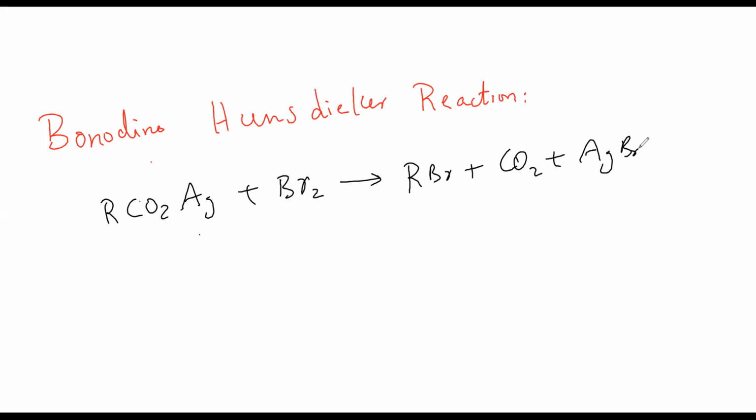So which means I'm getting an alkyl halide, because all are for preparation of alkyl halide only. Here I'm getting what? Silver bromide. This again is a silver halide. That's it.